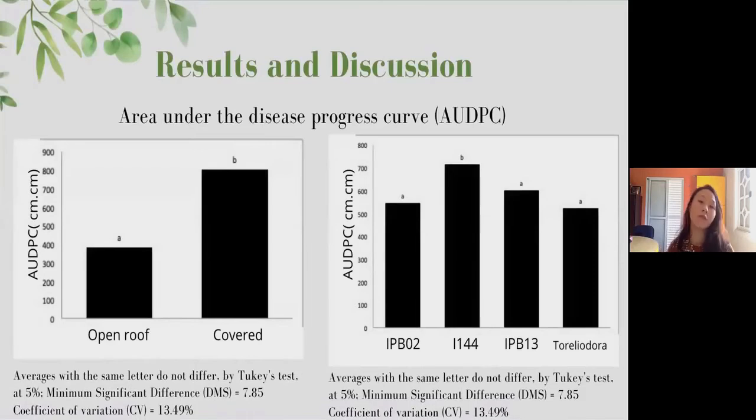The other information we need to know is the area under the disease progress curve. As you can see in these 2 images, on the left are the conditions, and it's pretty clear that covered with that plastic diffuser, it had a lot more severity, a higher severity. And on the right side, we see the clones, and you see that I144 was more suitable to powdery mildew.